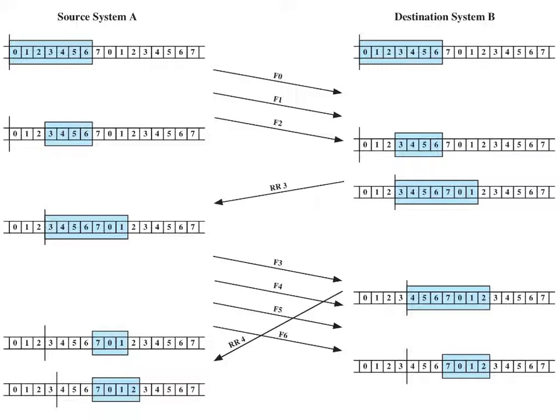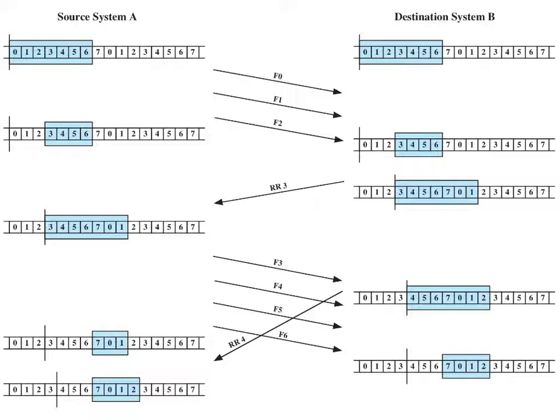From B's perspective, it's initially expecting to receive 7 frames. It hasn't received anything yet. Then it receives frames 0, 1, and 2. Okay, they propagate across the network, across the link. So frames 0, 1, and 2 become frames which have been received, but not yet acknowledged.